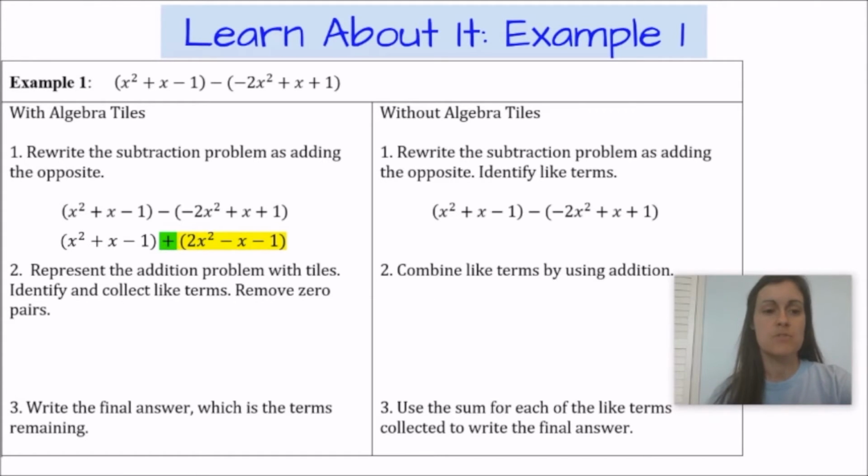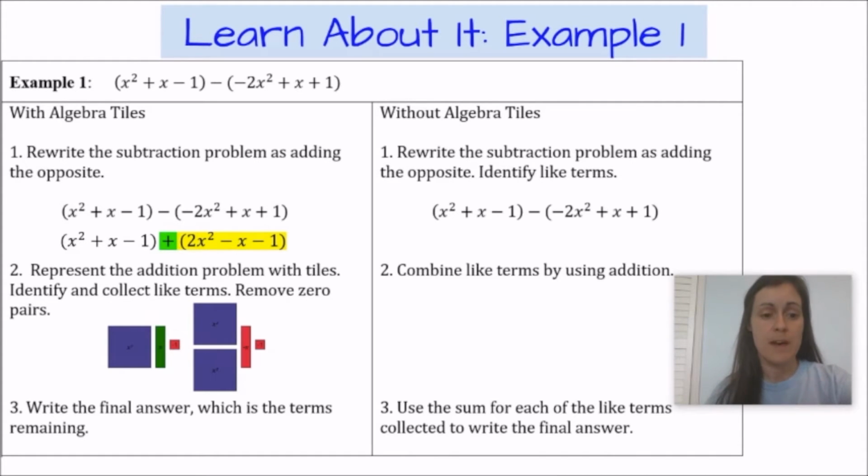The next step is to represent the addition problem using algebra tiles. We'll identify and collect any like terms and remove zero pairs. So you'll notice that the addition problem is shown with the algebra tiles. I have an x squared tile, an x tile, and a negative 1 tile. And I have two x squared tiles, a negative x tile, and a negative 1. The zero pair that I will remove are the positive x tile and the negative x tile. And that leaves me with my answer, 3x squared minus 2.